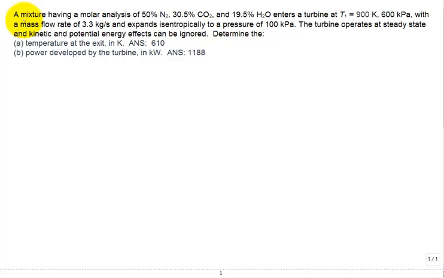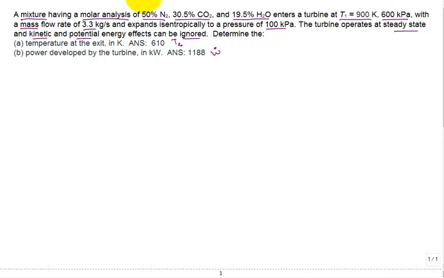So for this problem, a mixture having a molar analysis of 50% nitrogen, 30.5% carbon dioxide, and 19.5% water vapor enters a turbine at a given temperature and pressure with a mass flow rate of 3.3 kilograms per second and expands isentropically to a pressure of 100 kPa. The turbine operates at steady state, and kinetic and potential energy effects can be ignored. Determine the temperature at the exit. So we want to find T2, and then the power developed by the turbine, Wdot.